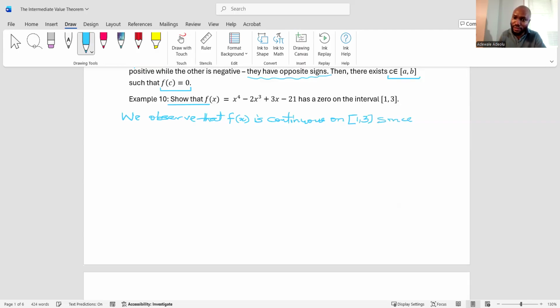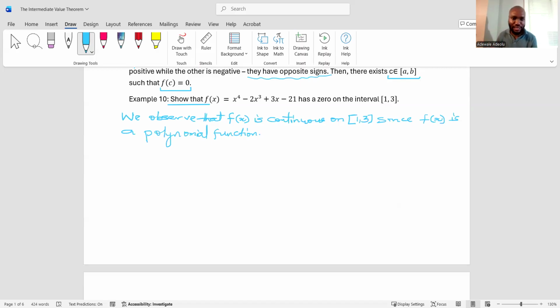Since f of x is a polynomial function. Okay, so that first condition is satisfied. Our function is continuous on that closed and bounded interval. Now, the next thing we want to check is the signs.